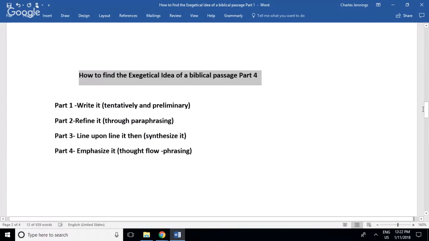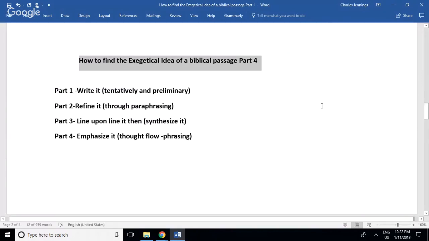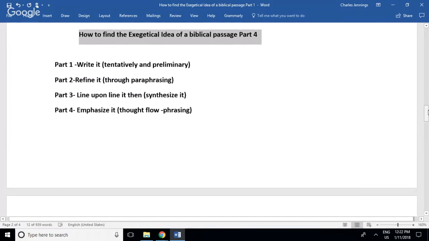to the Layman Seminary. We're going to be looking at part 4 of how to find the exegetical method of a biblical passage. Still in the book of James, chapter 1, we're going to be using it for an example.